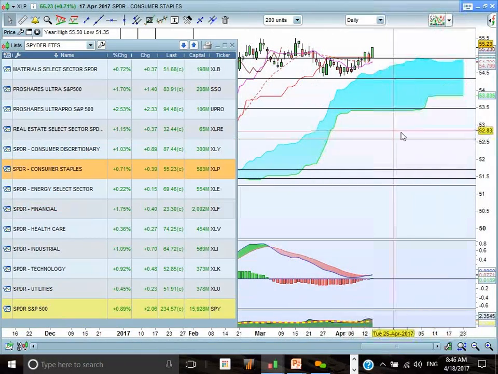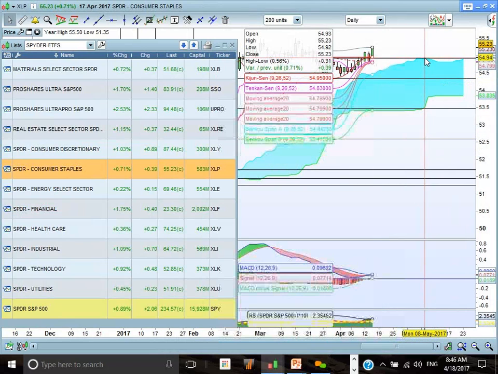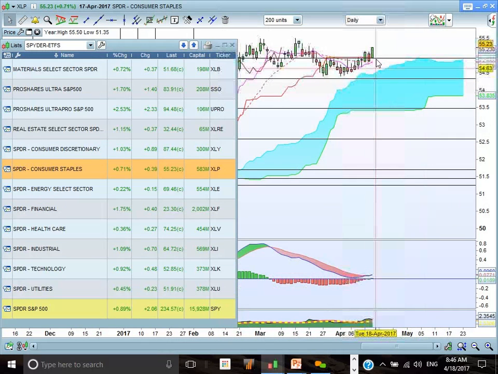Consumer staples, XLP, also a similar situation, trying to rebound from the front cloud support at the top end of the cloud here at 54.94. So watch this level closely. Any potential weakness to dip back into this trading zone or the support zone could be viewed as an entry point. Very interesting. We've had a MACD buy signal here, so we can see that MACD signal at the bottom.